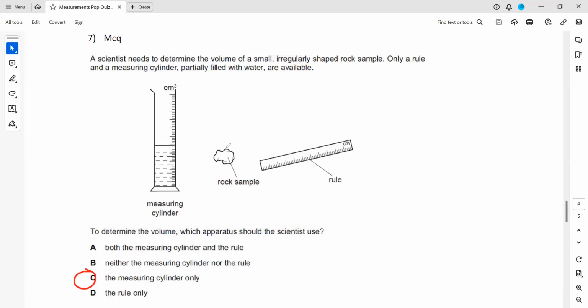We fill the measuring cylinder with liquid and we add this irregular object. So how much the volume changes, that is the volume of the object. We cannot use a ruler here. Why can we not use a ruler or the scale? Because it is an irregular object. An irregular object does not have a definite shape, so we cannot use any specific formula.